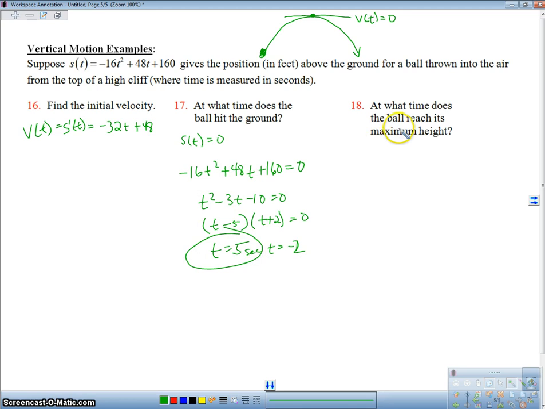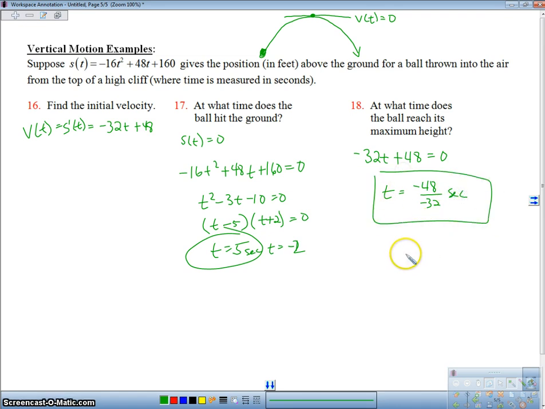All right, what time does the ball reach its maximum height? Well, I just told you that's when the velocity is equal to 0. So our velocity function was negative 32t plus 48. We're going to set that equal to 0, and we're going to get t equals negative 48 over negative 32 seconds. You can leave it like this, or if it's really bugging you, that's 1.5 seconds.